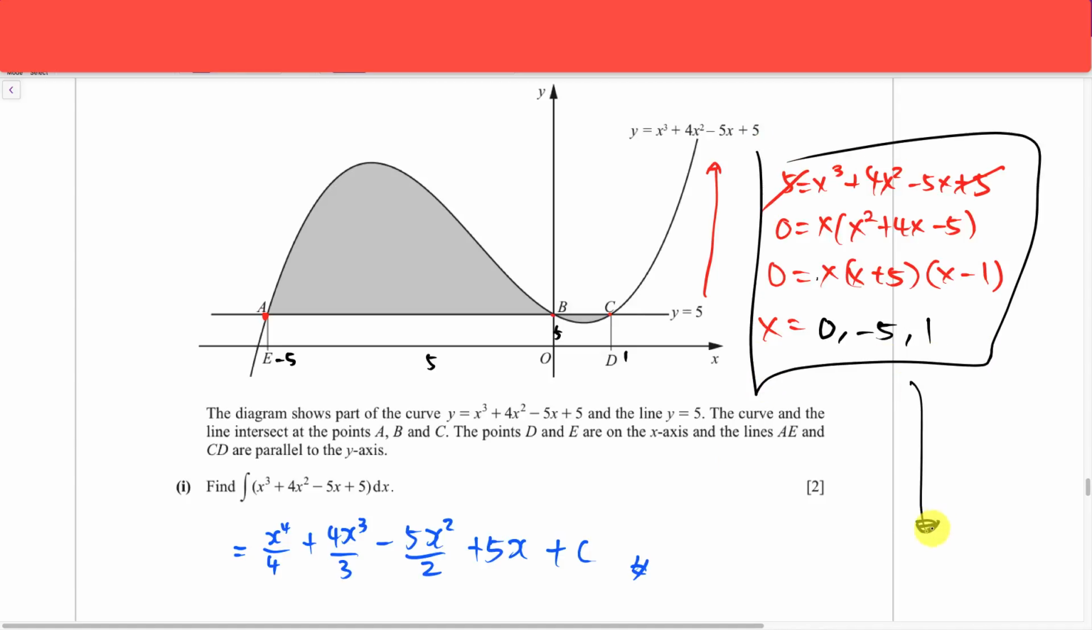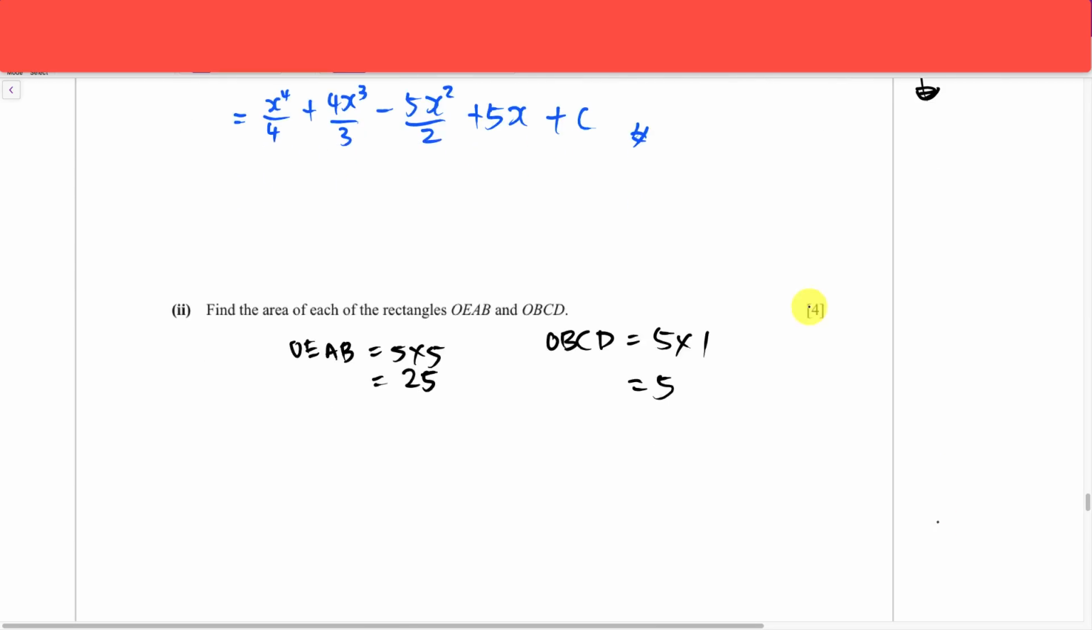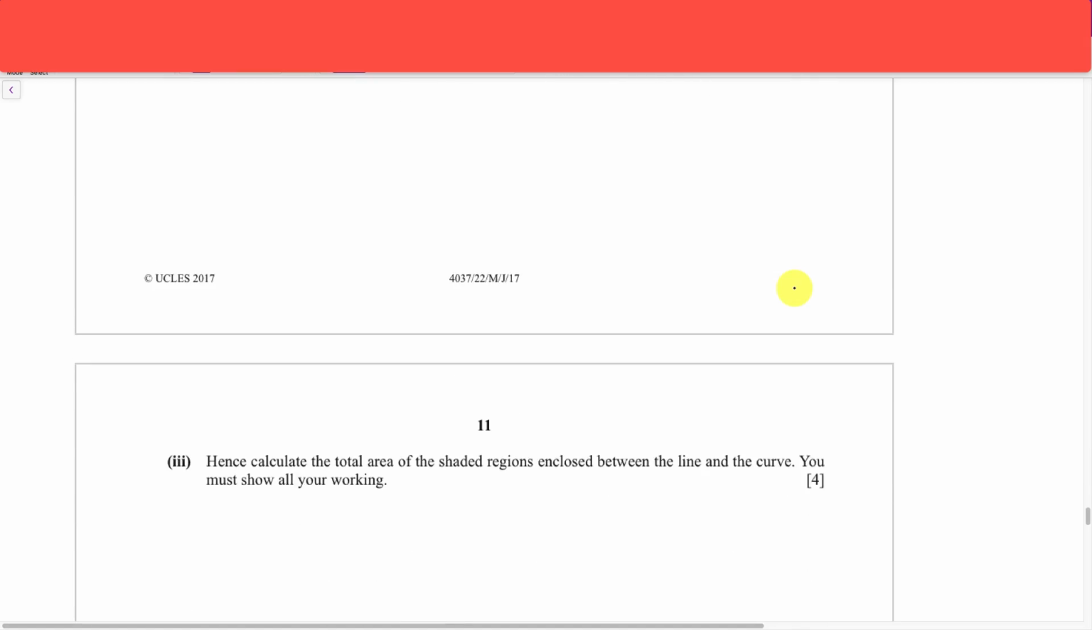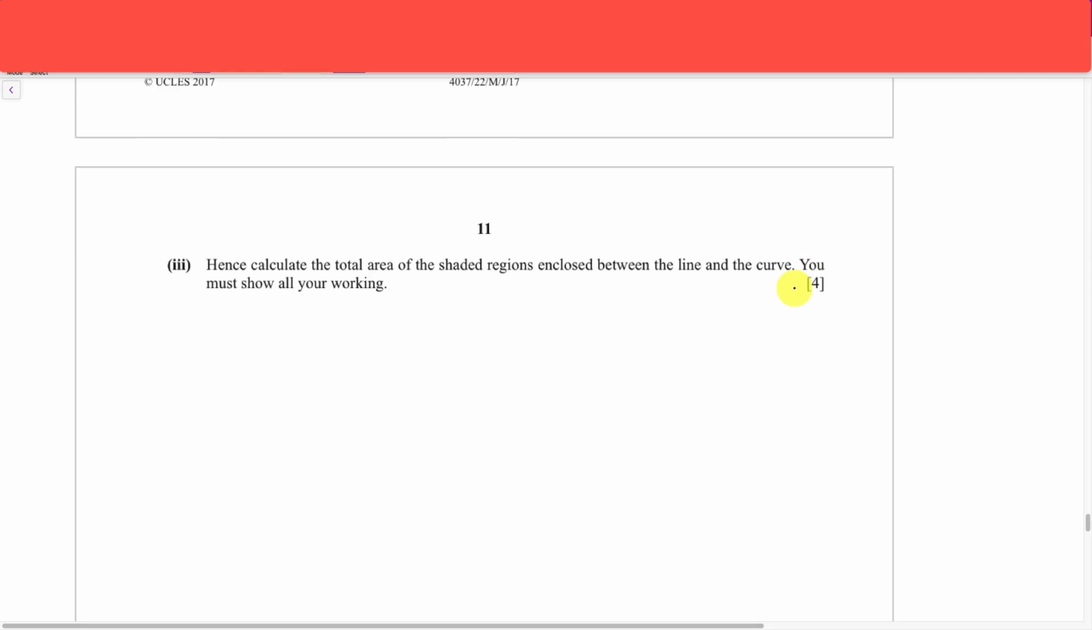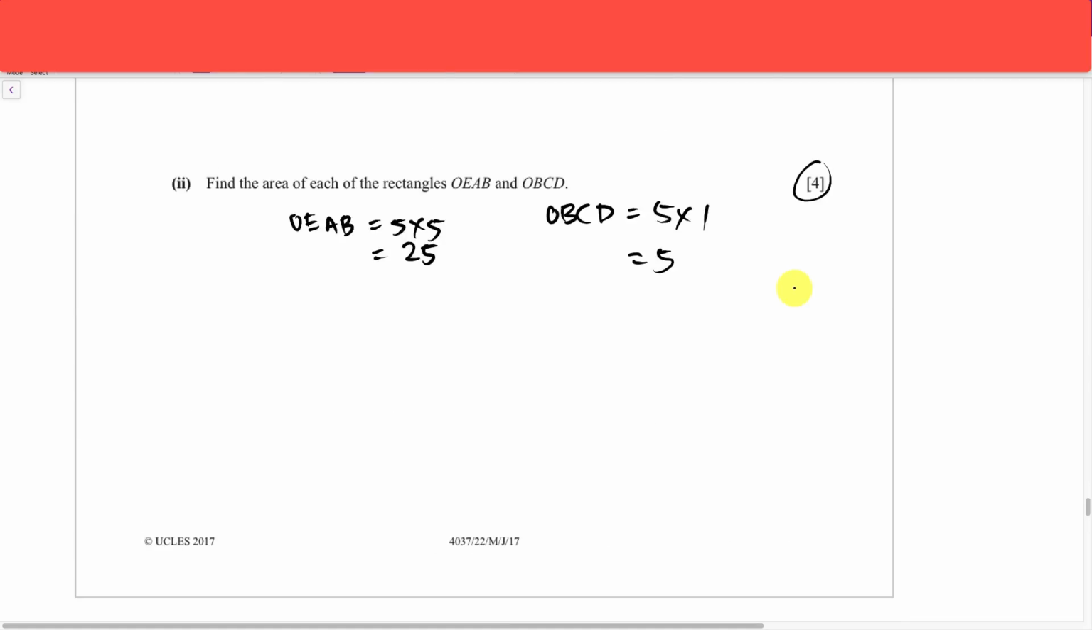Okay, you have to show this working over there because they give you 4 marks. You can easily get the things already. Hence, calculate the total area of the shaded region enclosed by the curve and the line. So you must show all your working.